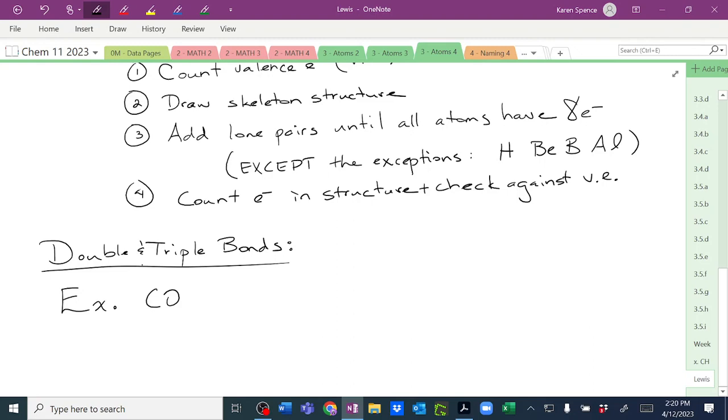Carbon monoxide. Yes, carbon monoxide. No mono on the first, but mono on the second. Yes? Yeah, VE is for valence electrons, sorry.